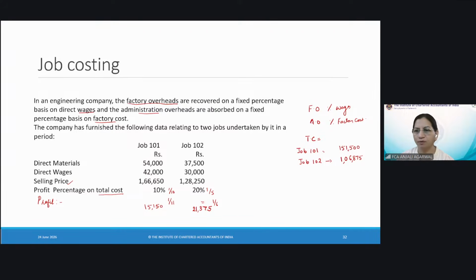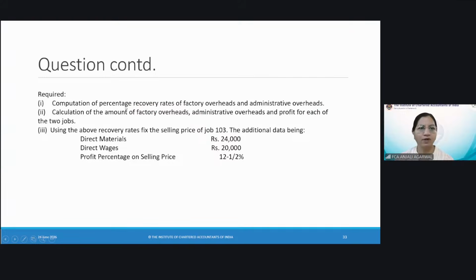This is the total cost of job 101 and 102, in which we have the information on material and wages, but we don't know how much is the factory overheads and how much is the administration overheads. So you have to calculate the percentage recovery rate for factory overheads and administration overheads as the first part. How much factory overheads, administration overheads, and profits is there for the two jobs? And using the same rates, we also have to fix the selling price for job 103. So first, let's calculate the recovery rates for factory overheads and administration overheads.